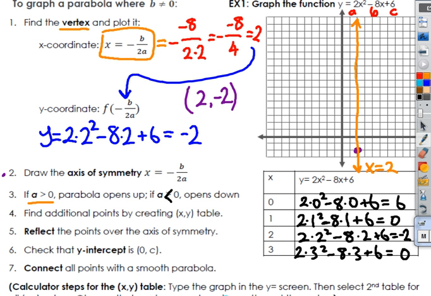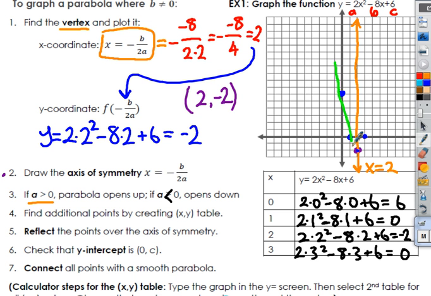Let's graph these points on our coordinate plane. My points are, in this case, x is 0, y is 6. When x is 0, the y value will be 6. When x is 1, y is 0, right here. When x is 2, y is negative 2. We already have that. When x is 3, y is 0, right here. As you can see, we already have the essence of the parabola. We can actually go ahead and graph the parabola passing through these points.